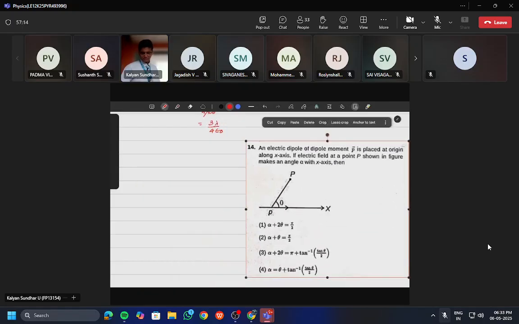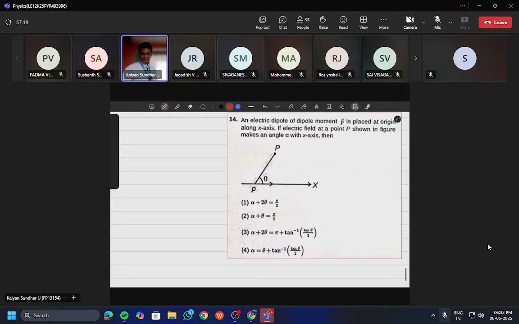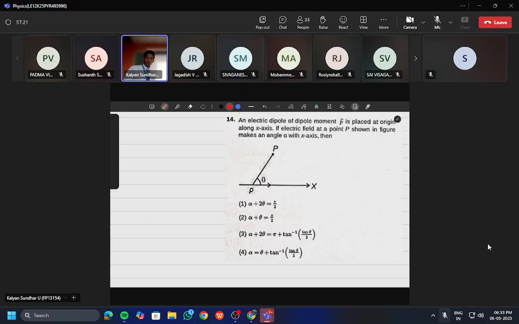This one. Electric dipole moment P is being given, placed at the origin along the x-axis. If the electric field at a point P shown in the figure makes an angle alpha with the x-axis, then what will be the given value? So this is theta, right? So your final resultant is making an angle alpha with the x-axis. Then which one of the equations will be true?